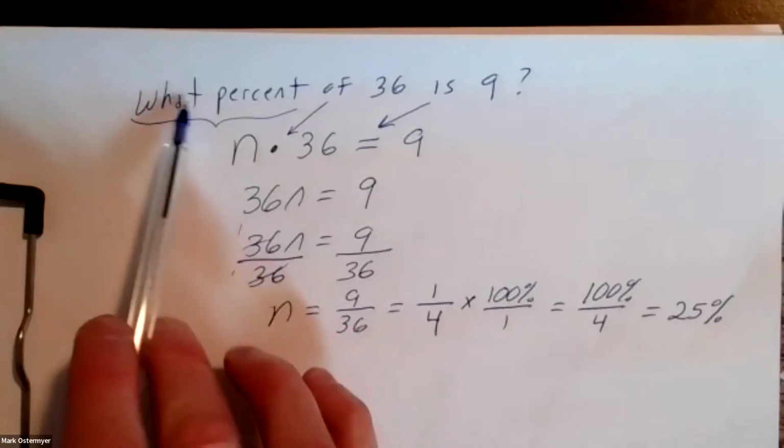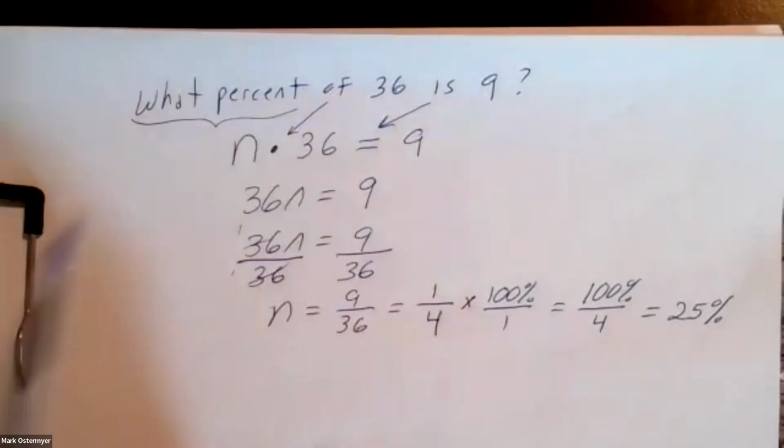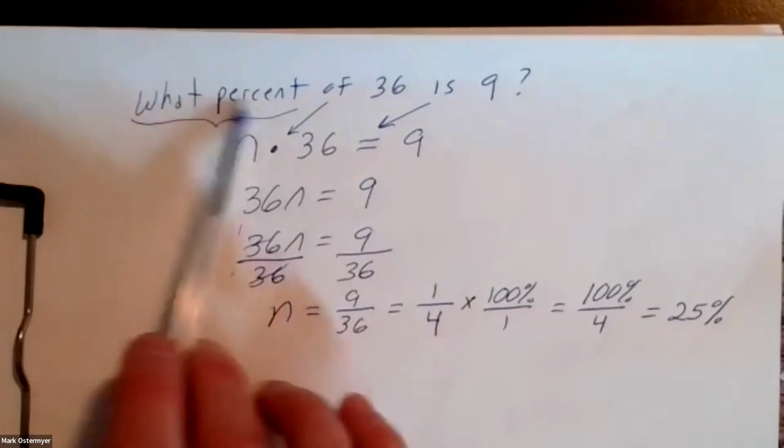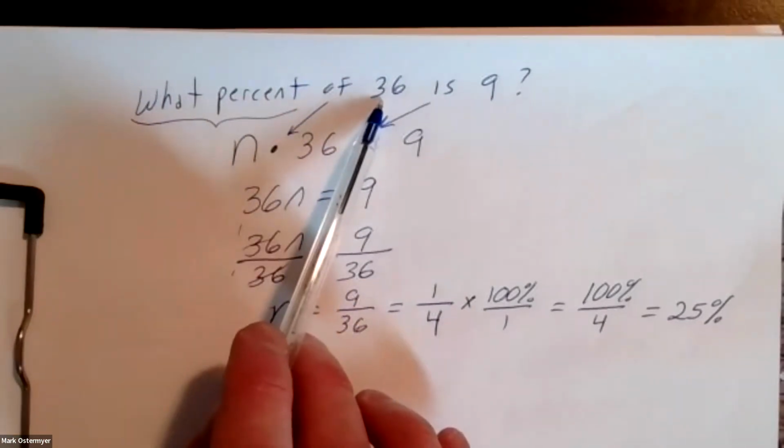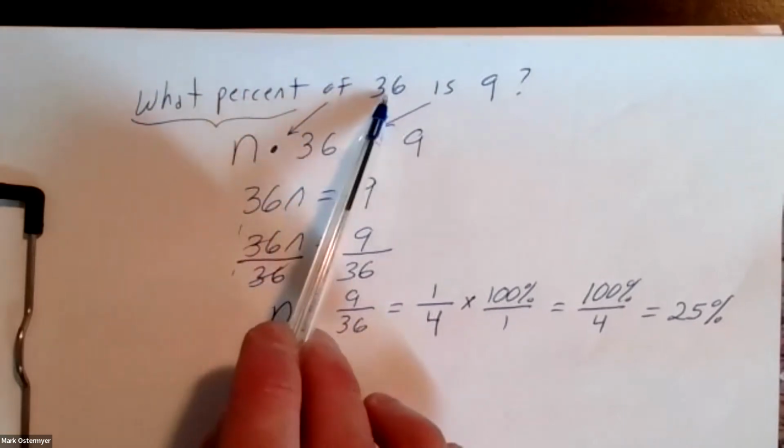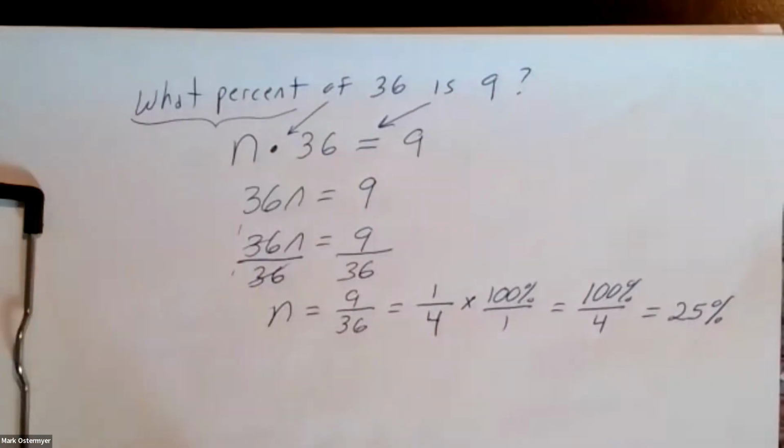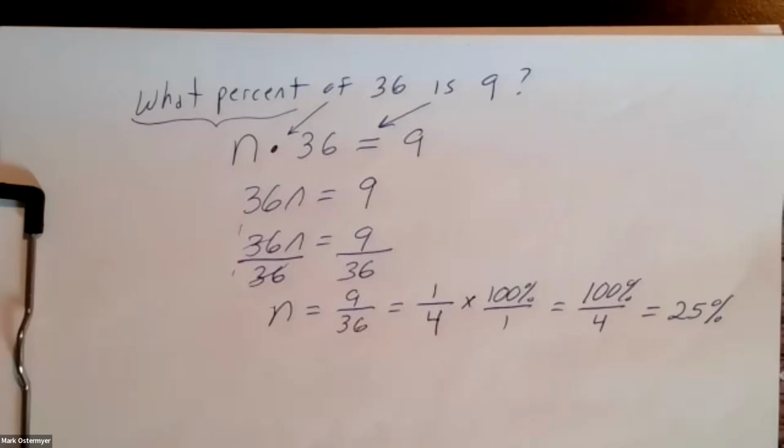Does it seem right that 25% of 36 is about 9? Well, 50% of 36 is half of 36, which is 18. Then half of 50% is 25%, and half of 18 is 9. That seems about right, correct? Questions on how we're converting words or questions into equations and then solving the equation to answer the word problem?